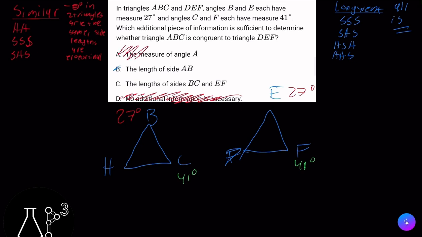Therefore, A is incorrect. The side length of AB. Well, if we have the side length of AB, let's say 1, we're given SAA.